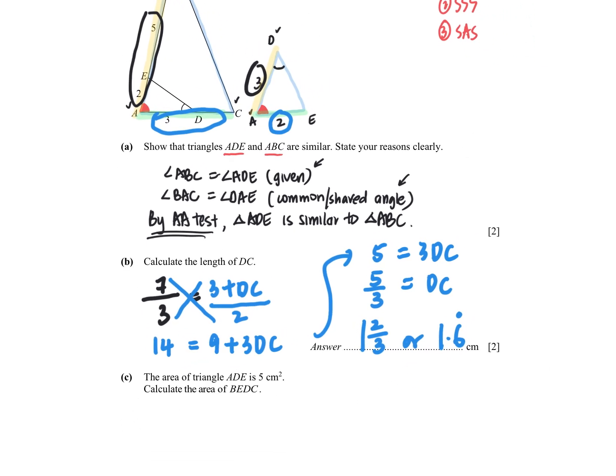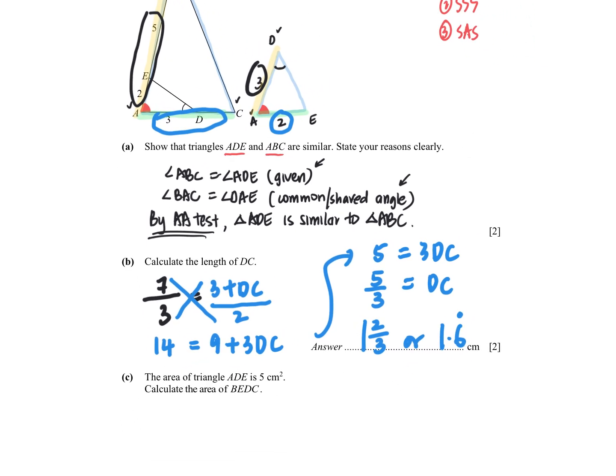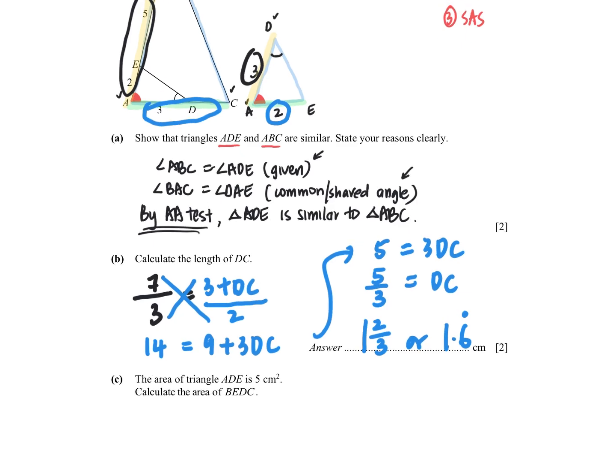Yes. Oh, because you round off too much. 3SF. You round off until 2. So you must give me at least 1.67. Yeah.